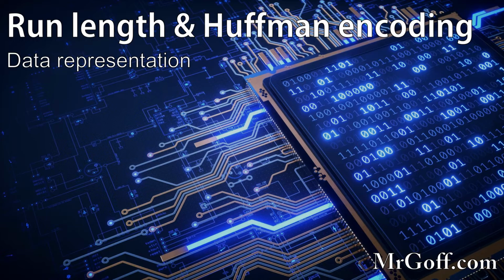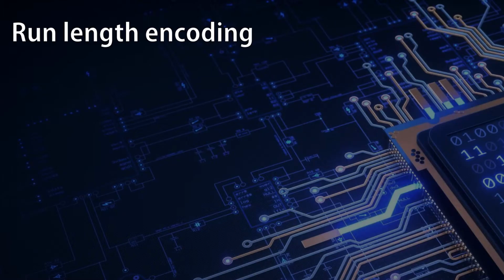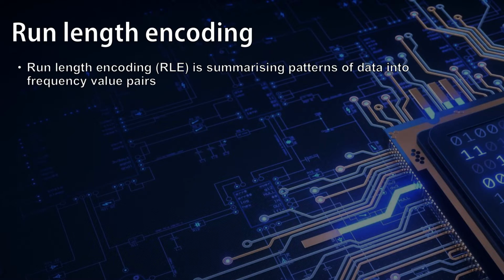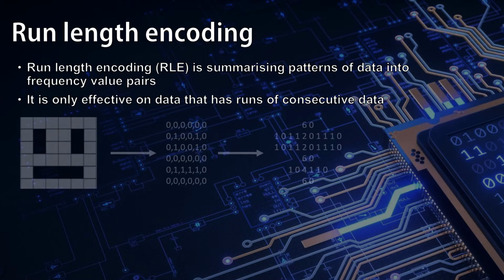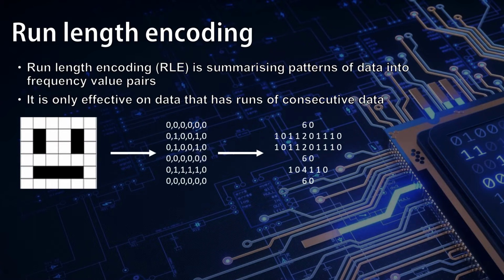This is the final video in the data representation series focusing on run length and Huffman encoding. Run length encoding, sometimes referred to by its abbreviation RLE, is the summarizing of patterns of data into frequency value pairs. It's only effective on data that has runs of consecutive data. In this example, you can see that each row has been summarized into frequency value pairs. You can also see how it's much more effective for some rows than it is for others.